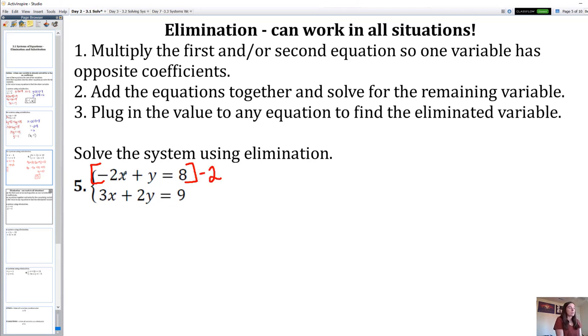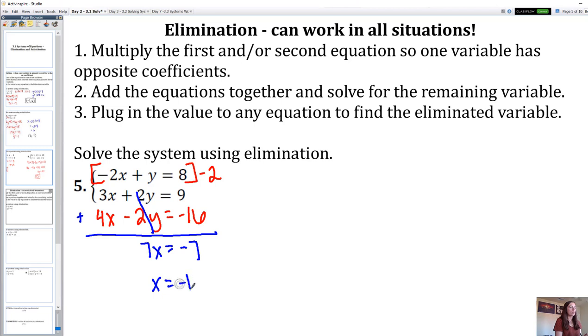So to get that, I'm going to multiply every single piece by negative 2. So now, if we multiply everything by negative 2, our first equation becomes 4x minus 2y equals negative 16. And now that we have opposite coefficients for one of our variables, we can add the two equations together. That's going to eliminate, hence the name elimination, our y variable. So we're left with 3x plus 4x, which is 7x, equals 9 plus negative 16, which is negative 7. And we can solve for x. So then x here is negative 1.